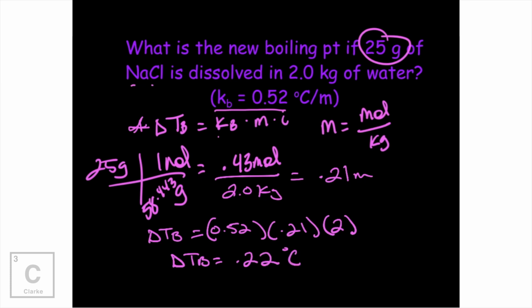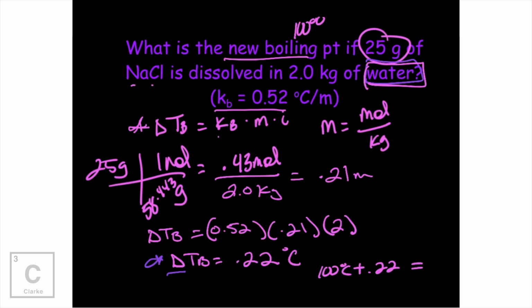But let's go back and look at what our question is really asking. It says, what is the new boiling point? This number here is the change in the boiling point. Okay, the boiling point of what? The boiling point of water. Well, the boiling point of water is normally 100 degrees Celsius. This is boiling point elevation. When we add things to water, they boil at a higher temperature. So then we would need to add our 0.22. There's no reason to put that in the calculator. That would just be 100.22 degrees Celsius. That is our new boiling point.